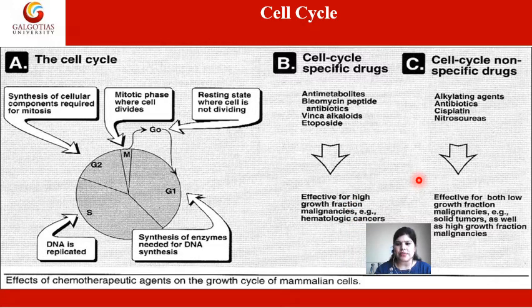Cell cycle non-specific drugs. These do not act on a particular phase, but they kill or inhibit cell growth. They are the alkylating agents, antibiotics, cisplatin, and nitrosourea. They are effective for low growth fraction malignancies as well as solid tumors, as well as high growth fraction malignancies.